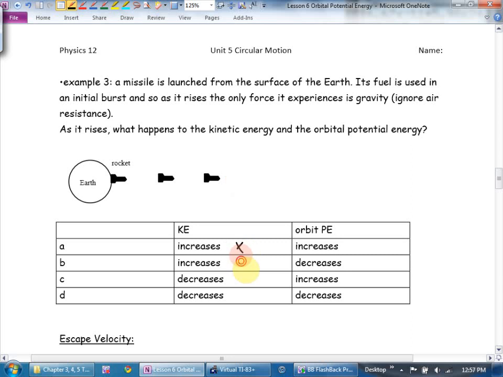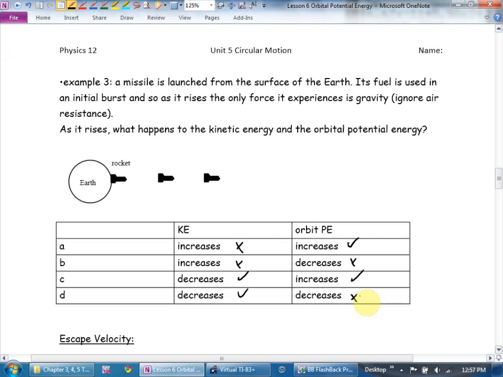Now, what about its orbital potential energy? As it gets further and further away from the Earth, what happens to its orbital potential energy? Well, there, it's increasing. Because the higher it gets, the more energy it'll have when it falls back down to the Earth.